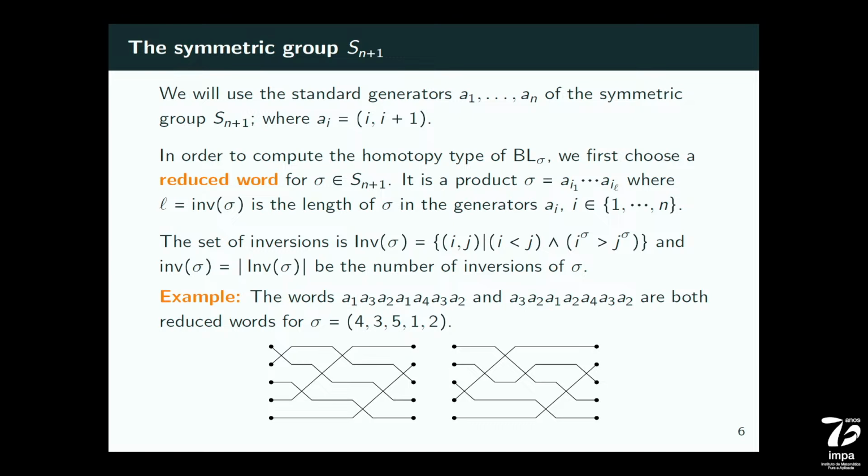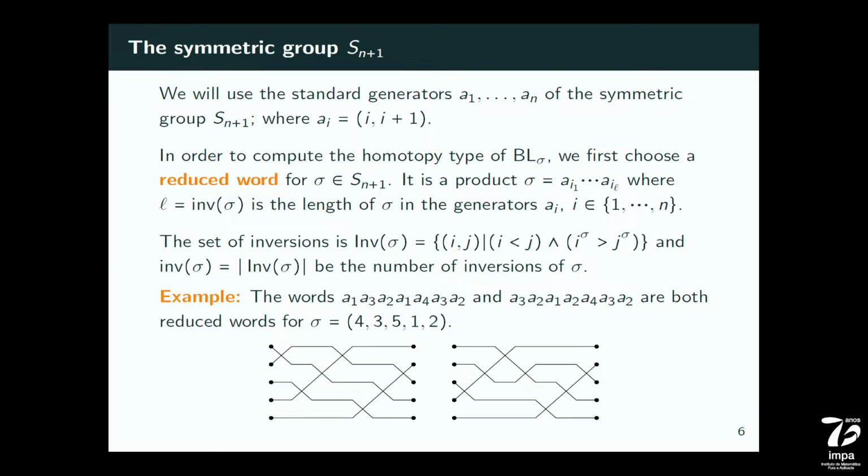And we took two different words just to give an example. Let me say this: A1, A3, A2, A1, A4, A3, A2. Like first here we do A1, and then we do A3, like here I can see, and then A2, and then A1, and then A4, A3, A2. This wire diagram means this permutation, where we read from left to right, okay? Good. And A3, A2, A1, A2, A4, A3, A2 is another wire diagram for this permutation.